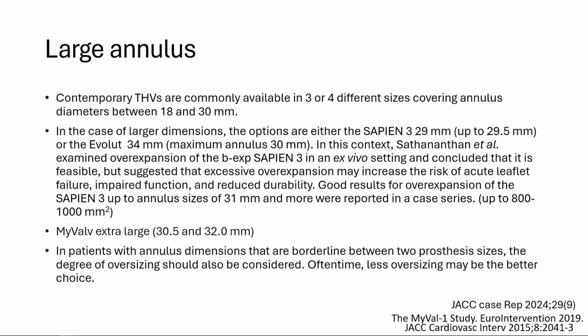In patients with annular dimensions that are borderline between 2 prosthesis sizes, usually we look at the calcification distribution in this patient, and we consider the smaller valve just to have the proper expansion of the valve and to avoid the pinwheeling of the leaflet.